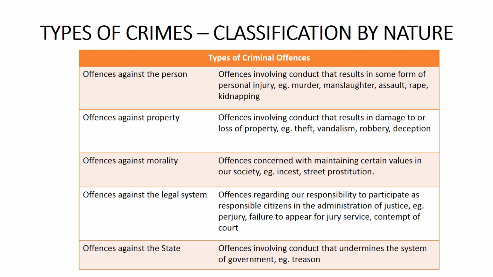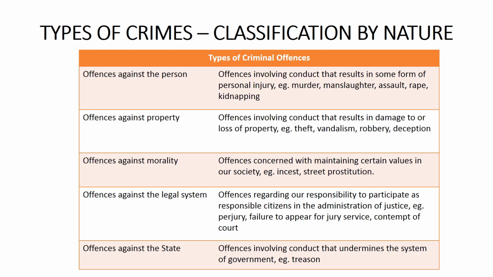Firstly, offences against morality are offences that are concerned with maintaining certain values in our society. So, for example, in Victoria, it is an offence to engage in incest, which is to have sexual relations between people who are closely related, or in street prostitution, which is where prostitutes solicit their clients off the street, as opposed to where clients visit a brothel to engage in prostitution.